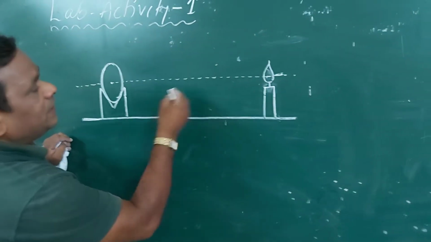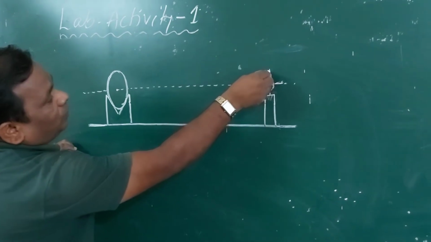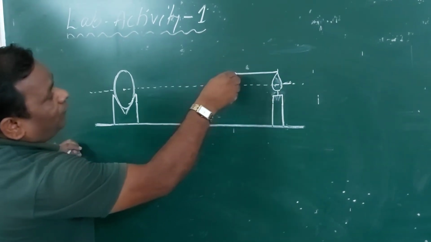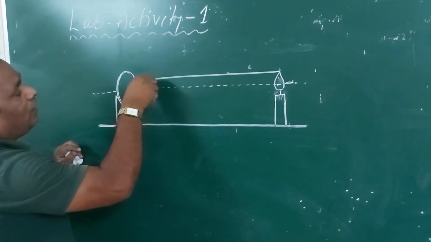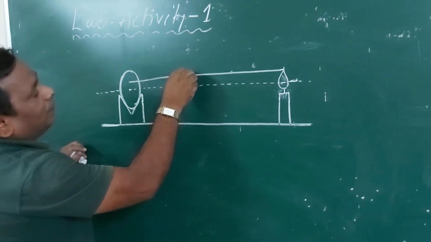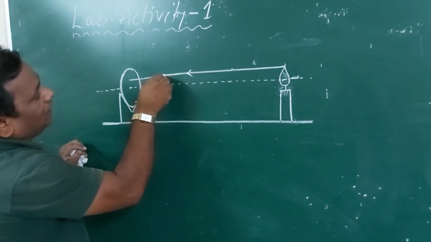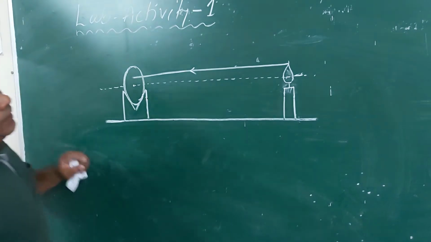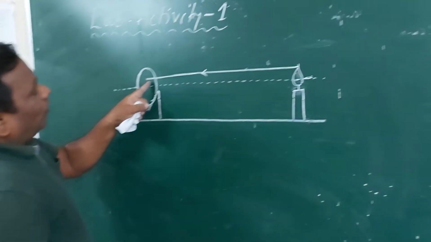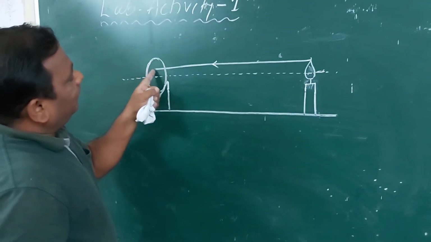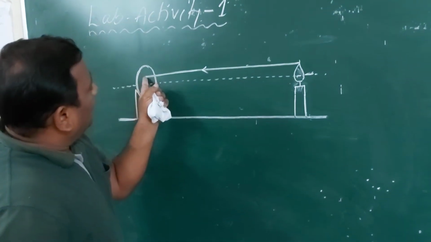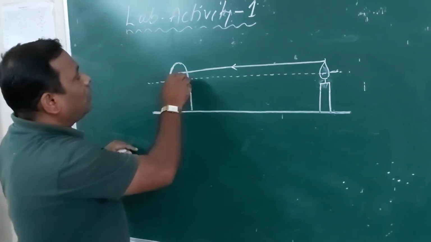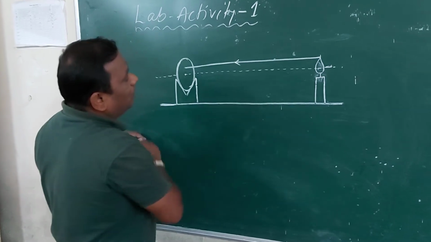So you see here what happened. From the candle, the ray of light falls on the concave mirror, right? The ray of light falls on the concave mirror. And when it falls on the concave mirror, definitely the reflection of the light will occur.